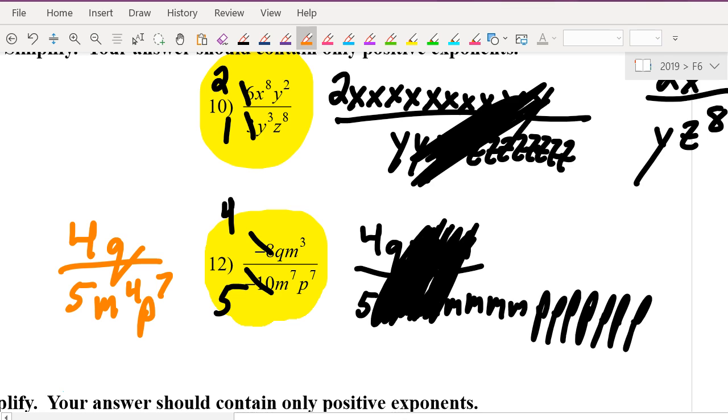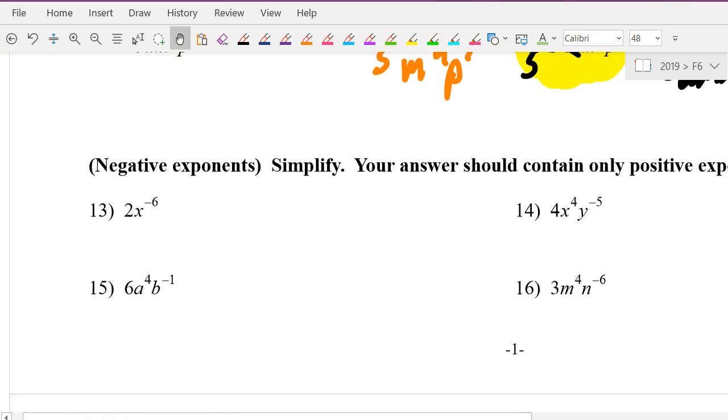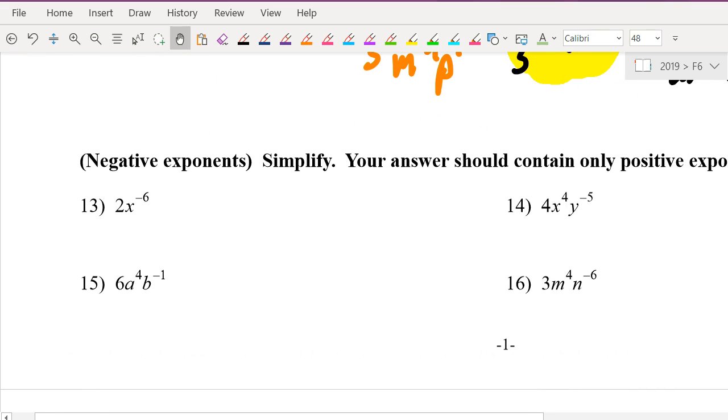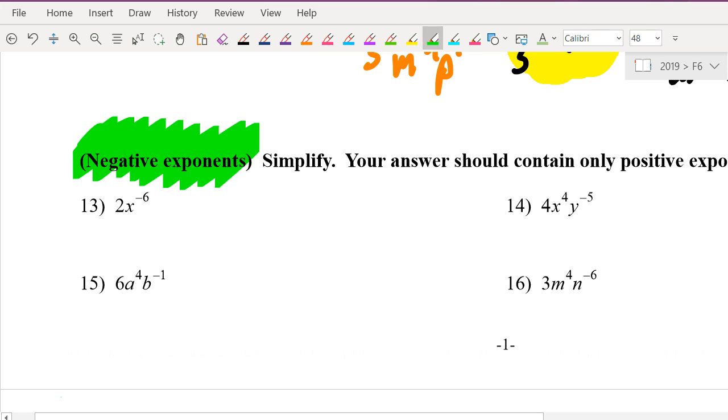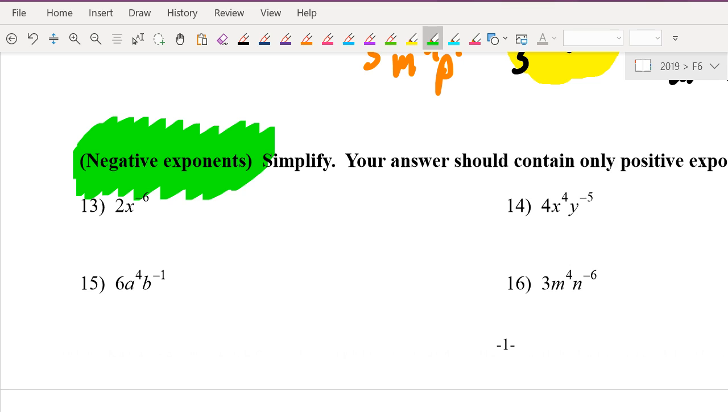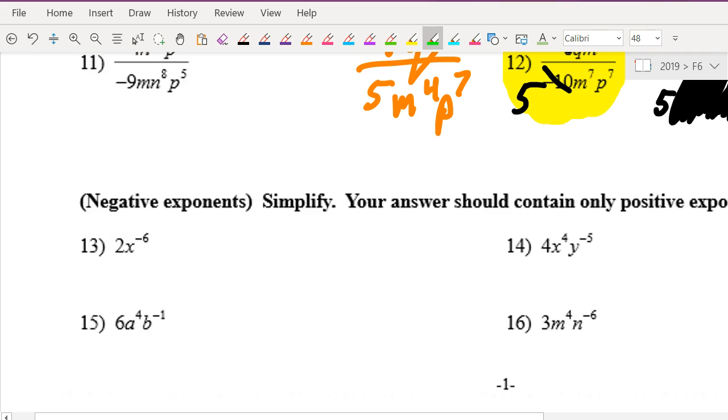All right, let's give a hand to all the volunteers so far. Very good. Let's see what's next. Oh, by the way, you see how it's giving you these extra hints in the directions? That's not going to be there on the test. So you're going to have to know what to do. Negative exponents. All right, who wants to try number 13?